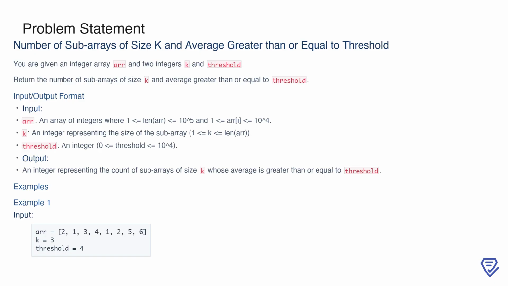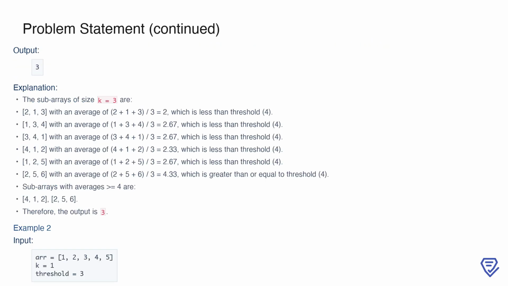For example, if the input array is 2, 1, 3, 4, 1, 2, 5, 6, with k equals 3 and threshold equals 4, we need to analyze all possible subarrays of size 3 and determine how many of them have an average greater than or equal to 4. For the given example, the subarrays of size k equals 3 are 2, 1, 3; 1, 3, 4; 3, 4, 1; 4, 1, 2; 1, 2, 5; and 2, 5, 6.